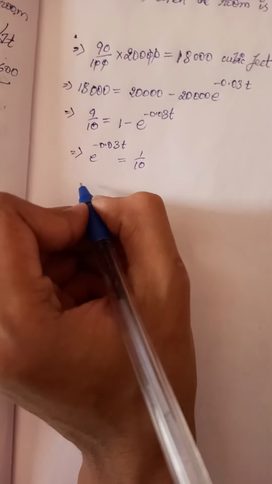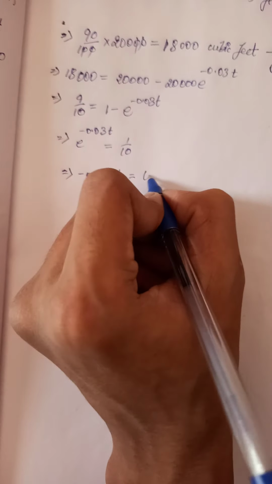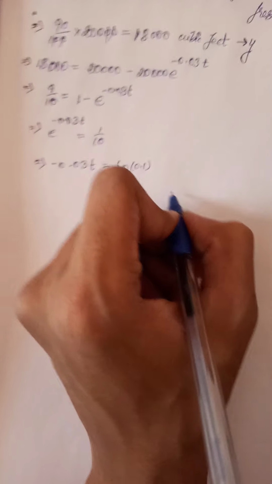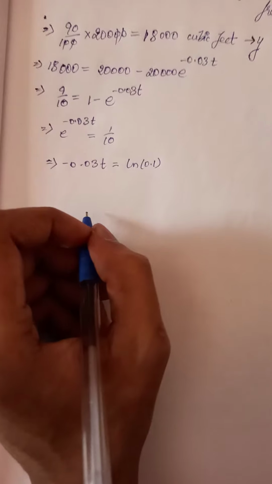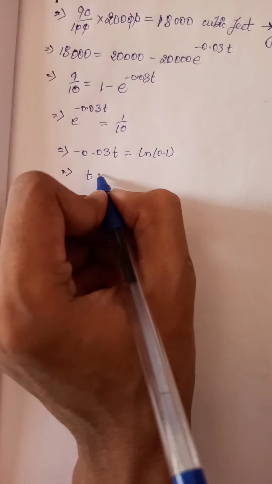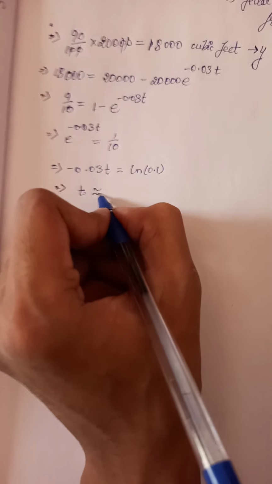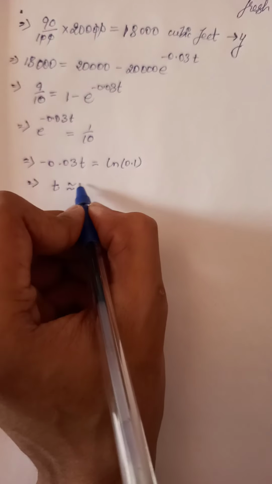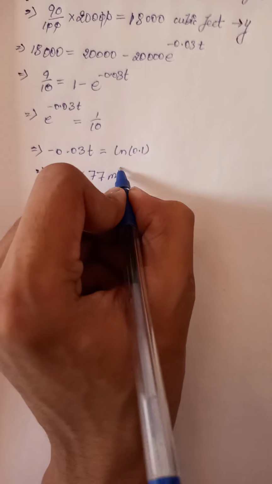Which implies minus 0.03t equals ln 0.1, because e will be transposed to the RHS. We will get t approximately 76.9. So let's make it 77 minutes.